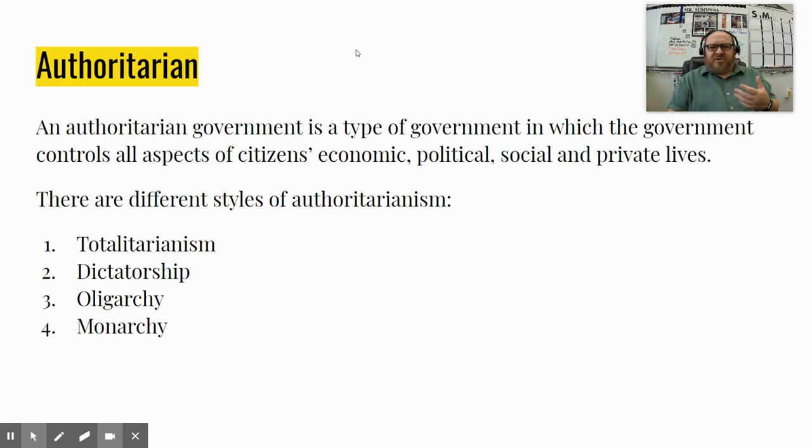So there are different types of authoritarianism. There's totalitarianism, dictatorship, oligarchy, and monarchy. These can all be authoritarian. In fact, the first three usually are authoritarian.